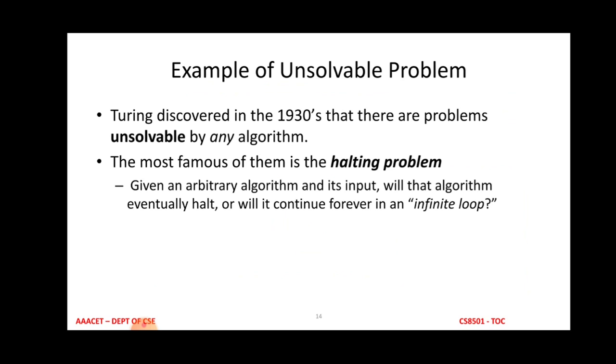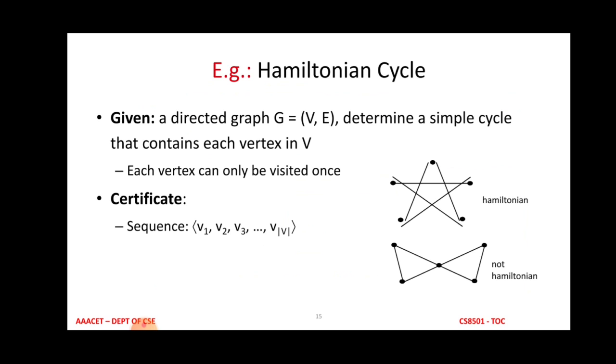The next one is the unsolvable or undecidable problem. The example for this unsolvable or undecidable problem is the halting problem. We already saw it at the beginning of the 5th unit, so refer to that. And the Hamiltonian cycle problem. Consider the directed graph G is equal to V comma E, where V is vertex and E is edge. This Hamiltonian cycle or circuit is used to find the simple cycle that contains each vertex in V. The main condition or property here is that each vertex can be visited only once.